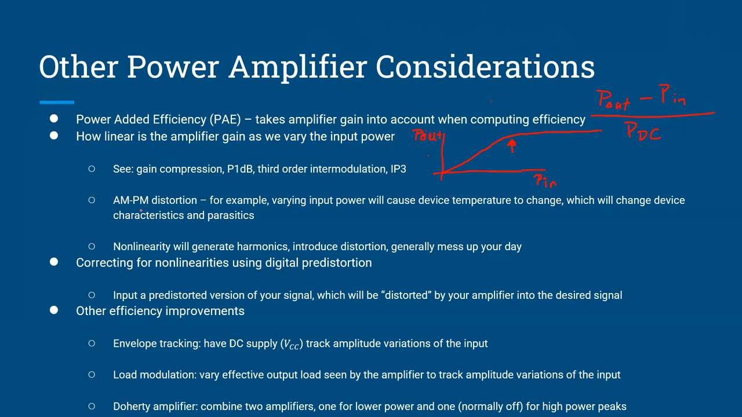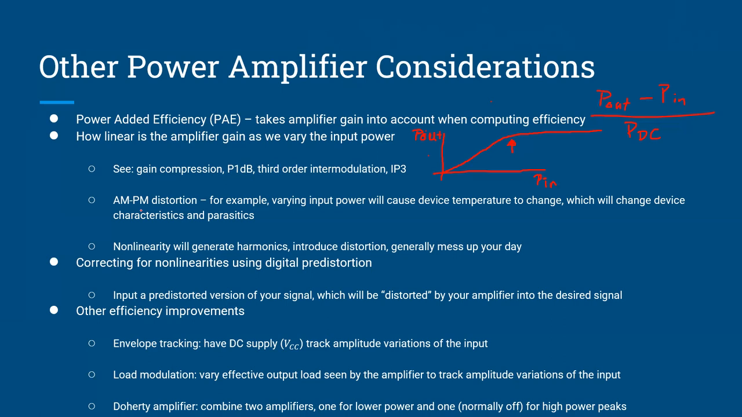that means that the input and output power of the power amplifier is going to be increasing and decreasing over time. And that means the power dissipated in the transistor will be increasing and decreasing over time. And when power dissipation increases, that'll increase the temperature of the transistor itself. And when you increase device temperature, that's going to change device characteristics. So that might change parasitic capacitances, might change the gain or something.